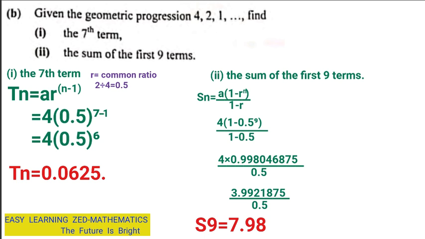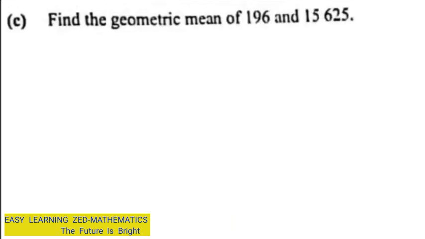For question 1B, let's go to question C. Okay, so question 1C was: find the geometric mean of 196 and 15,625. Okay, so we need to find the GM of these two numbers given.